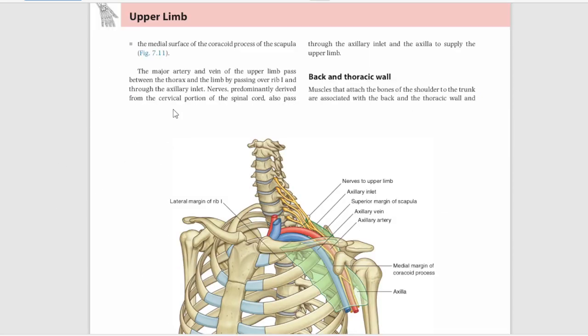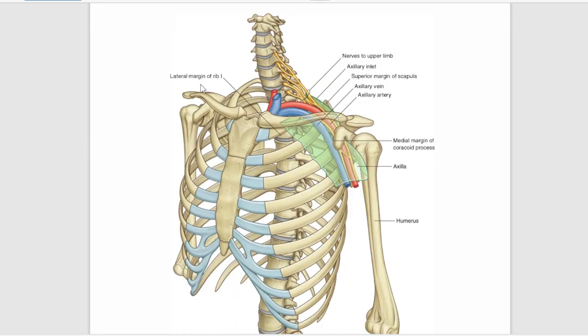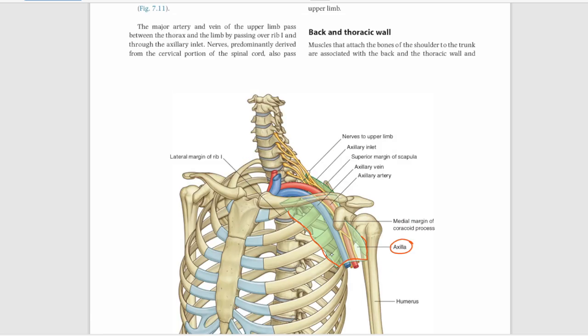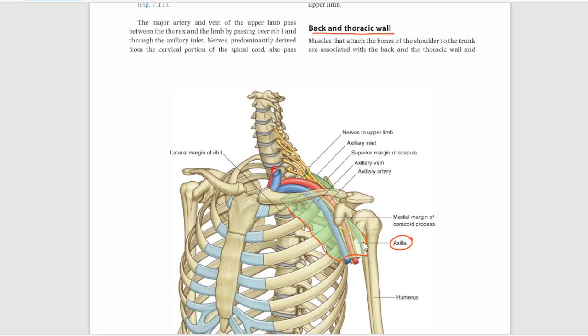Now, the back and thoracic wall. If you see the shading, it is just like a plastic bag. In this color, all these things present are called the axilla. The axilla is colored like this, and in the axilla there are veins, arteries, and nerves.